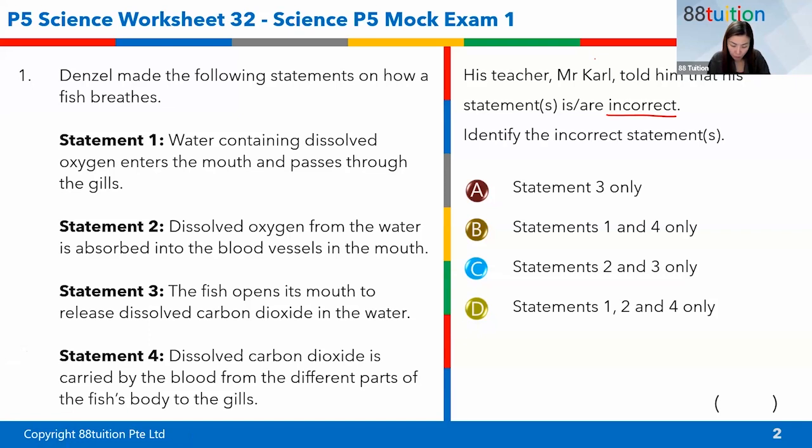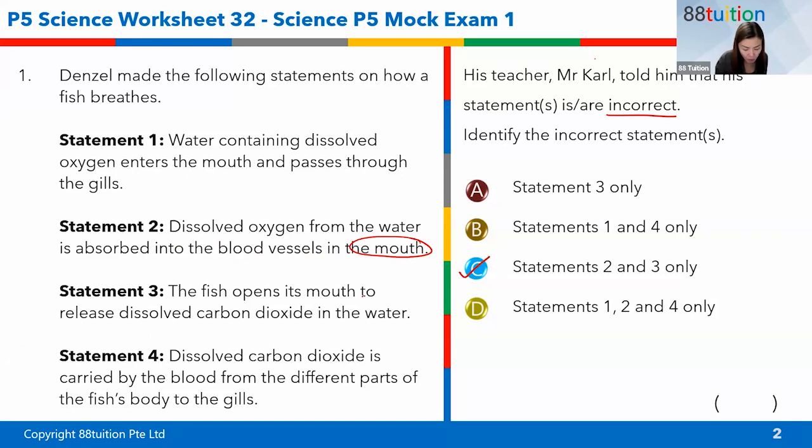So Hanin actually gave me a response. Evan also gave me the response. It's statements 2 and 3. Do you all agree? So the answer is actually C, right? Because dissolved oxygen from the water is absorbed into the blood vessels in the mouth. This is the error here. Can you see that? If you can see that, good for you. If you cannot, make a note inside your own paper.